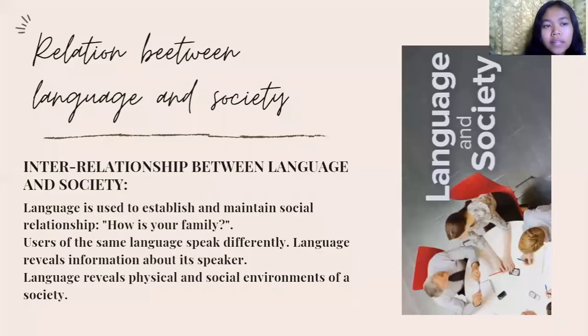First, I will explain about the relation between language and society. In the relation between language and society, there is an interrelationship between language and society. Language is used to establish and maintain social relationships. Users of the same language speak differently. Language reveals information about its speaker. Language reveals physical and social environments of a society.